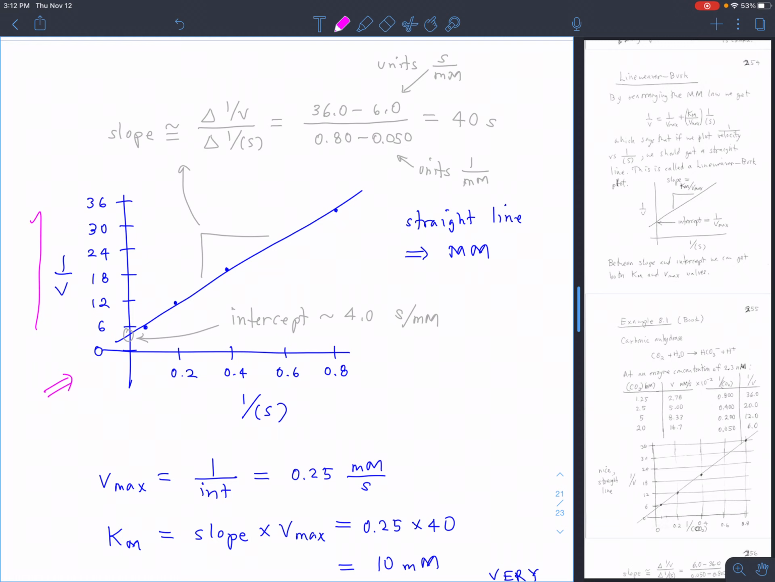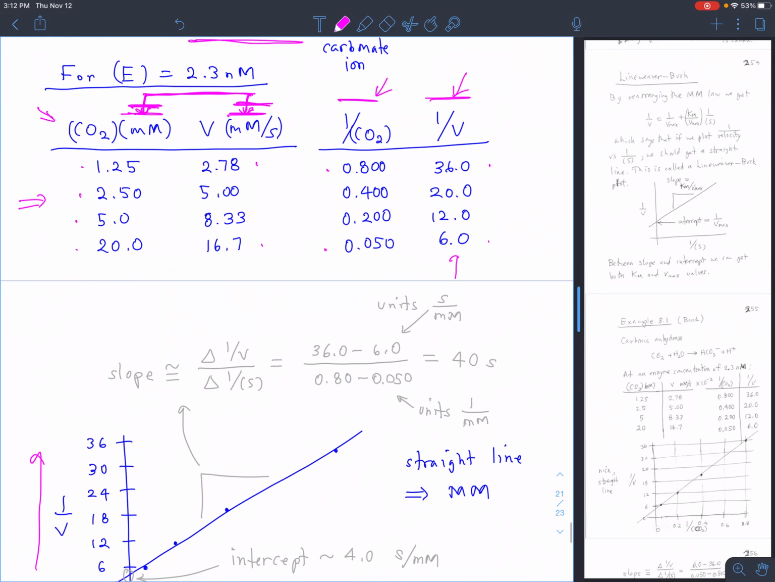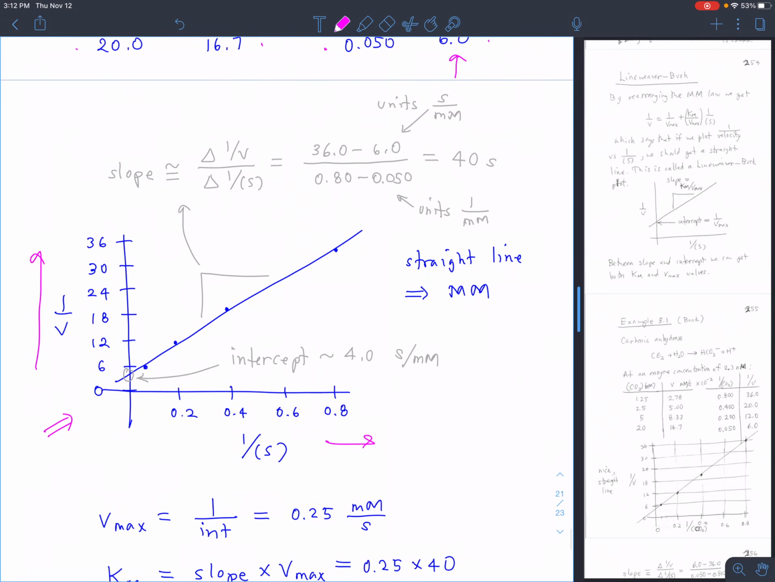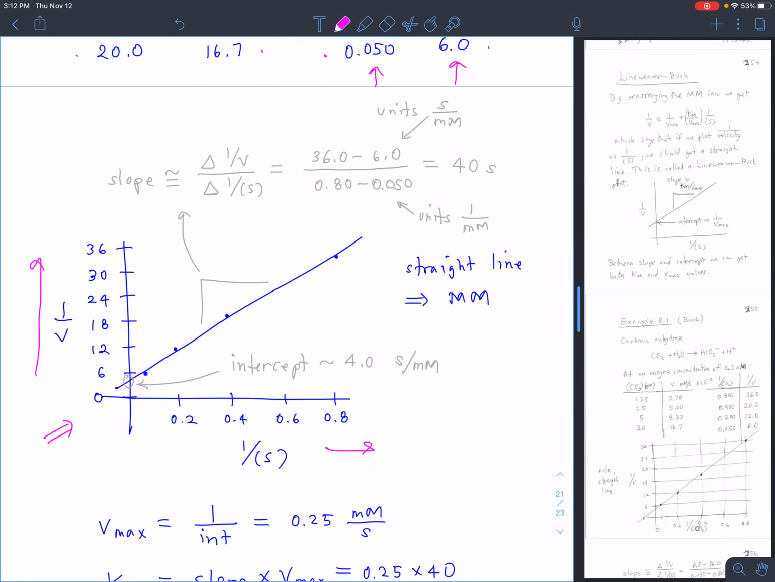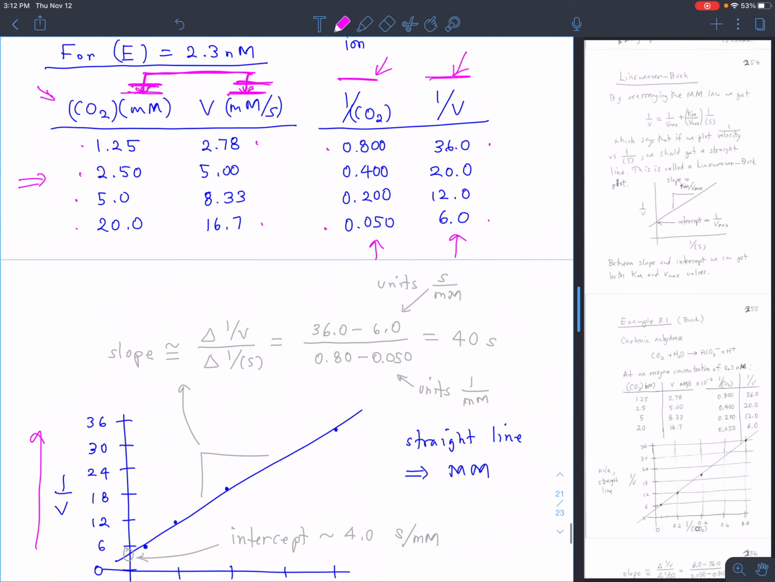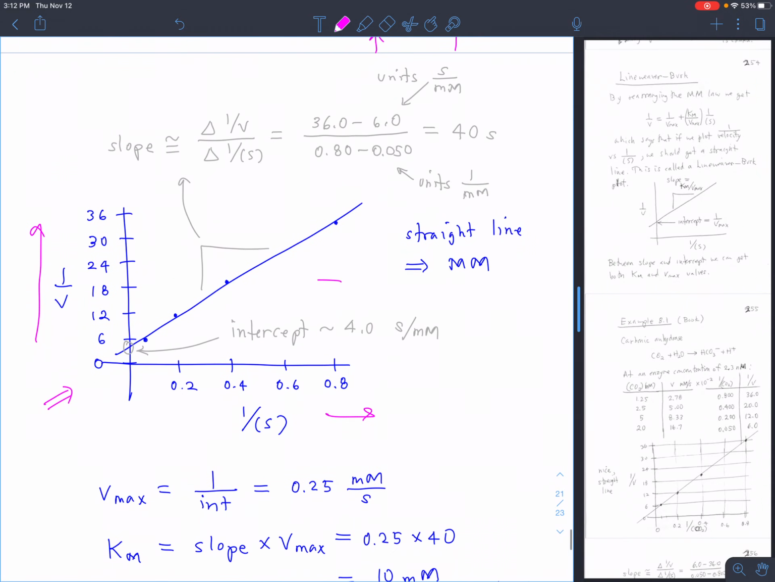Along one axis are the numbers from this column. Along the other axis are the numbers from this column. I plot the two relative to each other. And in this case, since this is made up data, of course I do get a straight line. But it is possible, it happens in actual life, that you've got an enzyme that doesn't obey Michaelis-Menten kinetics, and in that case you may not get a straight line.